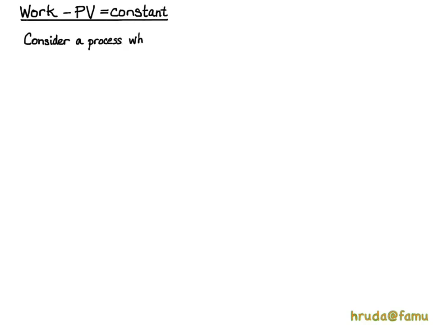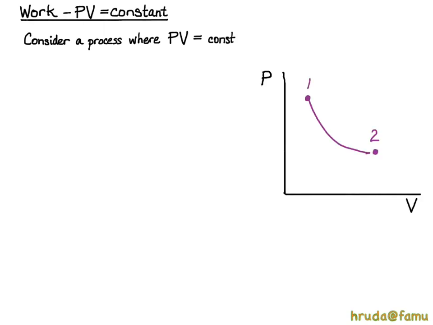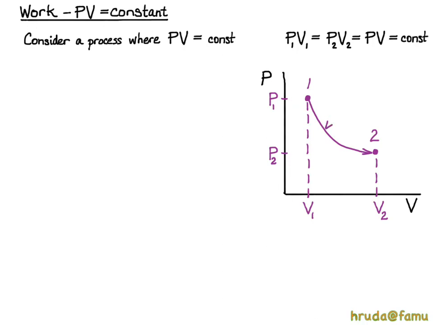So once again, let's consider a process where P times V is equal to a constant. If we were to plot that process on a PV plot, we've got state 1, and we've got state 2, and we've got a process where P times V is constant. At state 1, we've got P1 and V1. At state 2, we've got P2 and V2. If we have a process where P times V is constant, then P1 times V1 will equal P2 times V2. But more importantly, for any state along this process, if I take the product of P and V, it will be the same value.